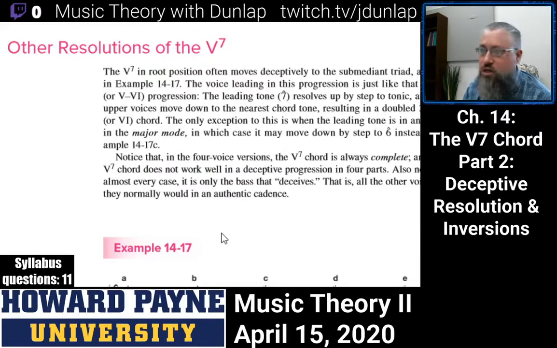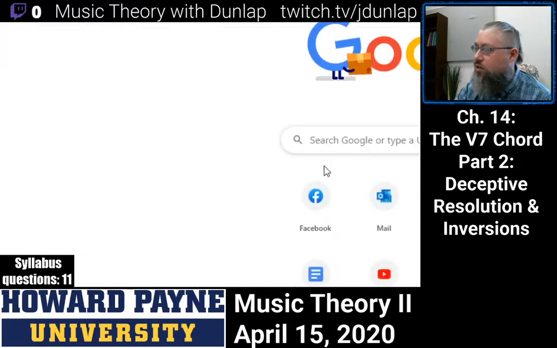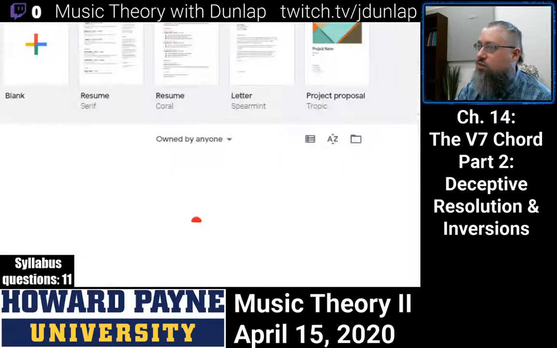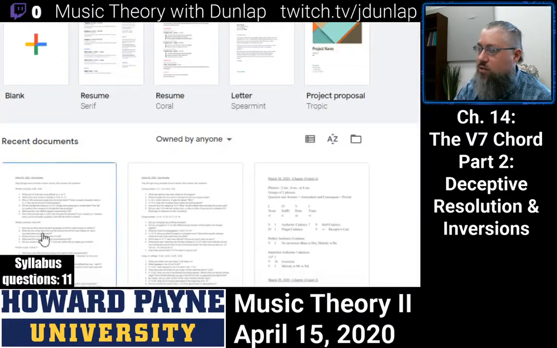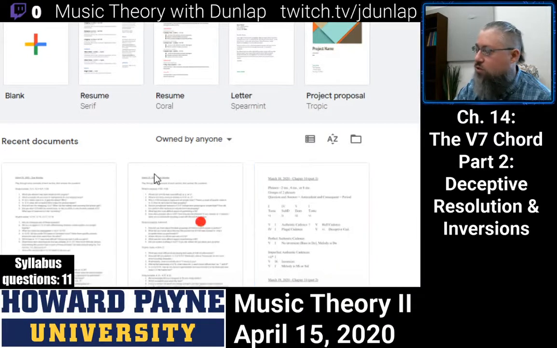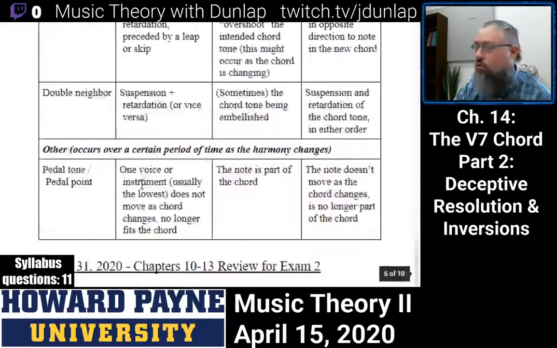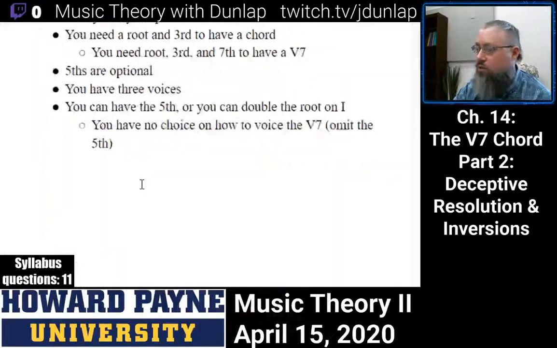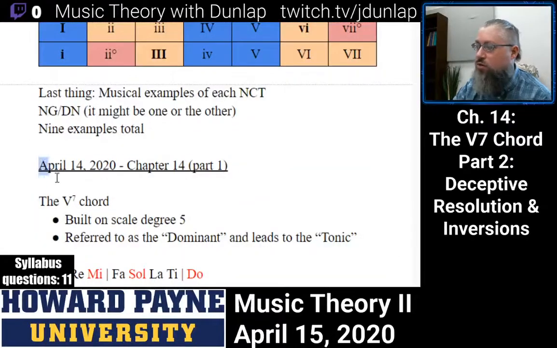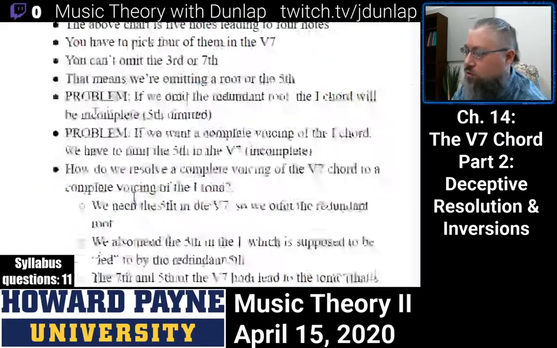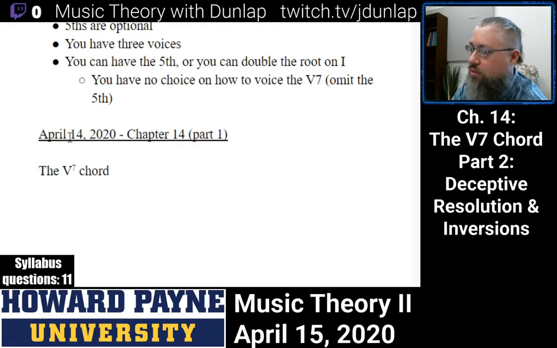Here's the big secret. Are you ready for the big secret? I'm going to pull up my Google Doc, Music Theory 2 lectures, and I'm going to make a new section and type in the big secret, because this is really, really important: the big secret for resolving the 5/7 chord in deceptive motion. Are you ready? I'm stopping the lecture so I can type this in.